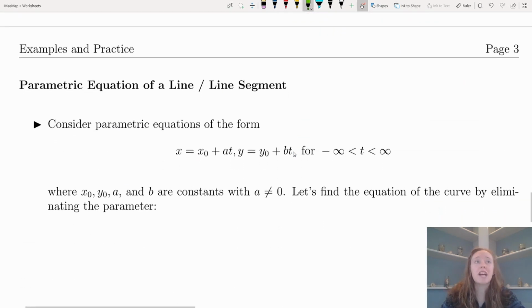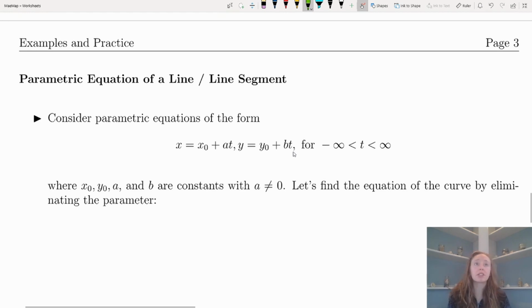Now let's move on to our last page, where we're going to go over parametric equations of a line or a line segment. We're going to consider parametric equations of the form x equals x naught plus at and y equals y naught plus bt, for negative infinity less than t less than infinity. So essentially that entire line. For a line segment, we would have a specific finite starting and stopping point. When we go from negative infinity to infinity, we're getting that full line.